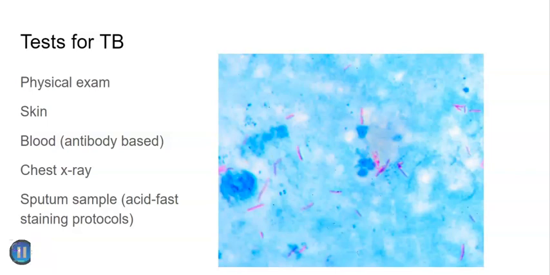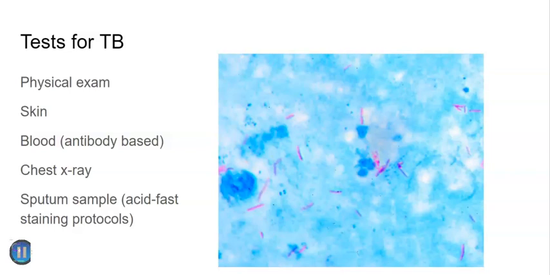Okay, this is Dr. L, and now we're going to talk about how do you know if a person has TB. So diagnosing TB relies on a number of things. One is a physical exam of the patient. There is a skin test. I'll talk about that in a minute. There is a blood test.